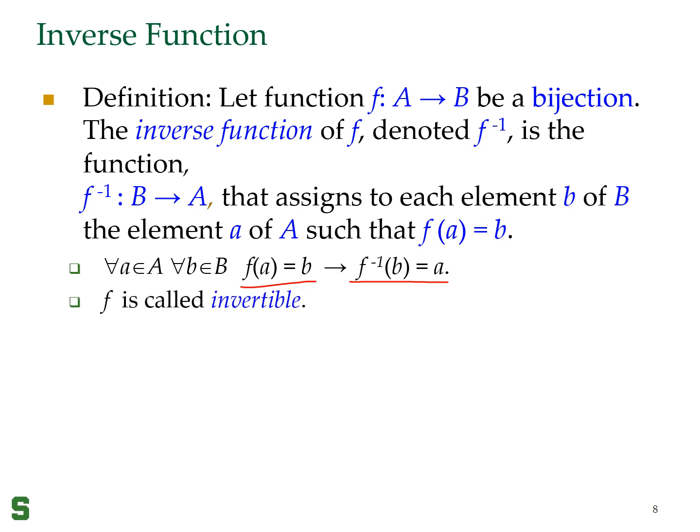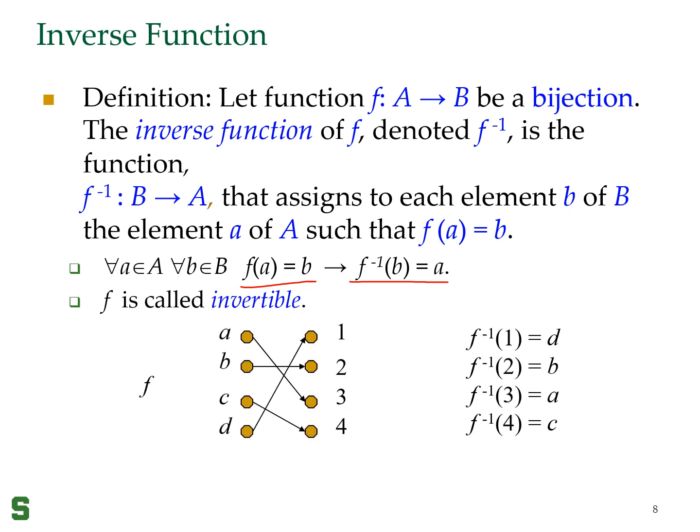If a function is a bijection, we say that it's invertible. That means the inverse function exists. Note that we can always reverse the arrows of the function f, but what we obtain may or may not be a function depending on what f is. If f is a bijection, when I reverse the arrows, it will still be a function, otherwise it will not be a function. So here is an example. Here f of a is 3, so f inverse of 3 is going to be a. And you can check the rest of the other elements as well.